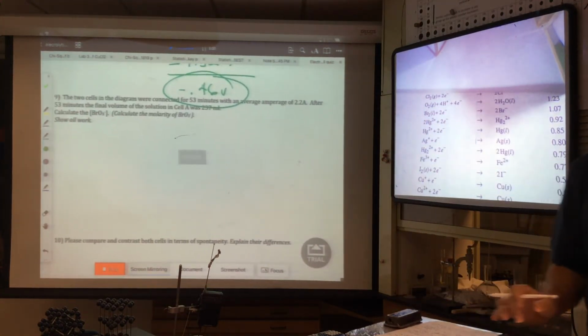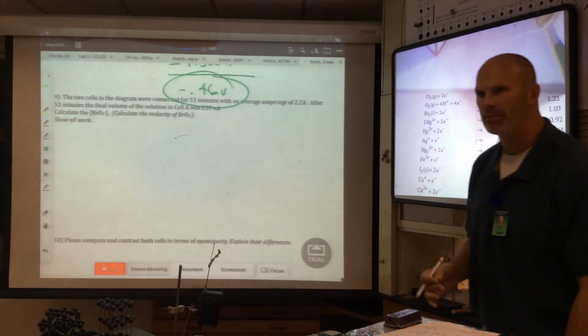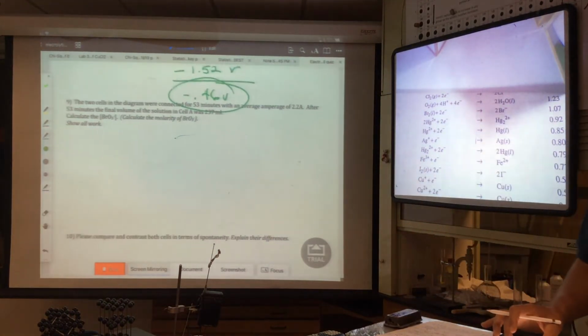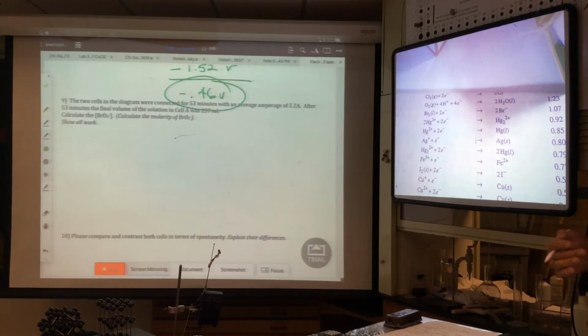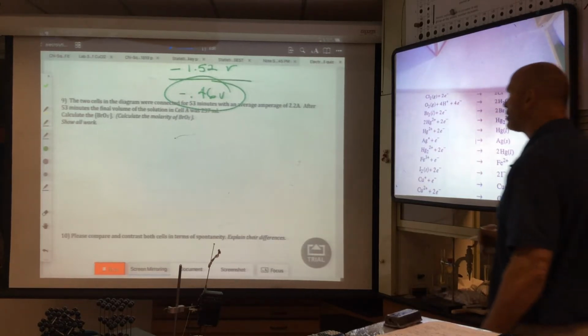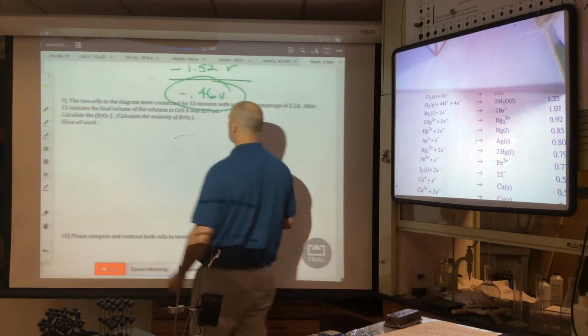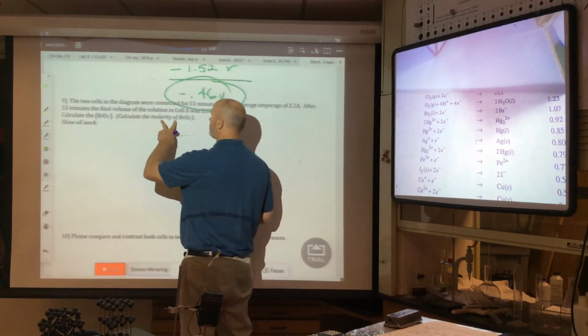Or as we say in Deutschland, Nummer 9. Okay, hören Sie zu. So now, 2 cells were connected 53 minutes with an amperage of 2.2 amps. After 53 minutes, the solution collected, find the molarity.